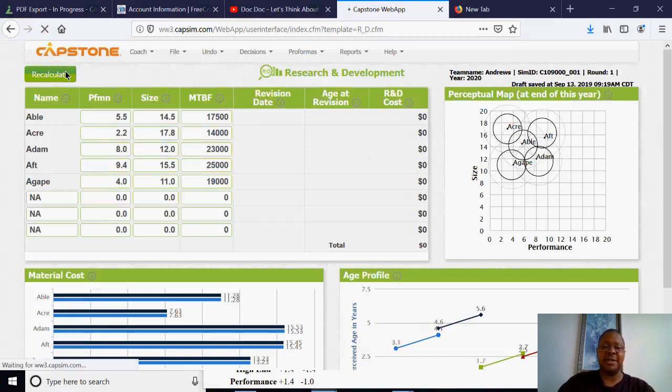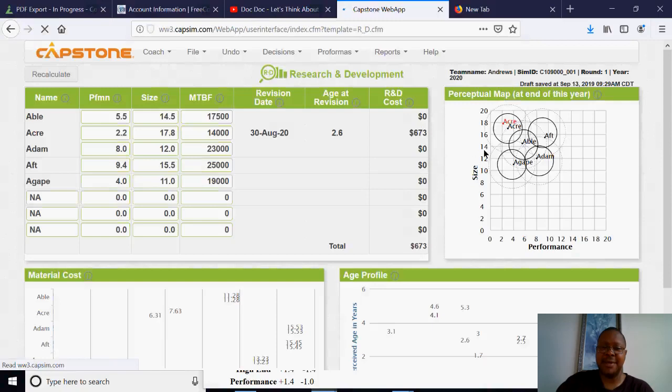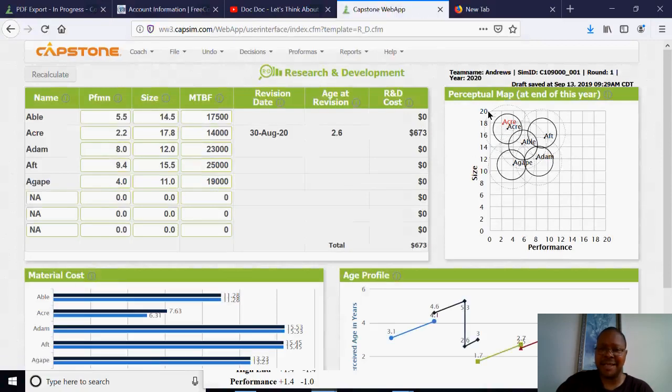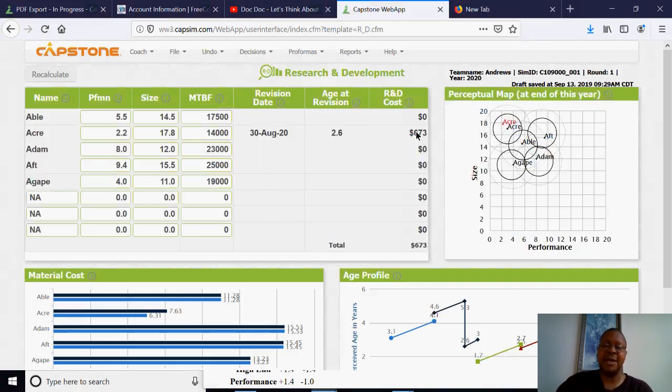And as we recalculate temporarily before we save any information, we see that our product has moved to the ideal spot at the end of the year. And that average revision date when it comes out of R&D is the 30th of August for 2020 in the following year. And the average age of your product, including whatever's in inventory, is about 2.6. Now, this costs us about $673,000. And so you want to keep track of that.